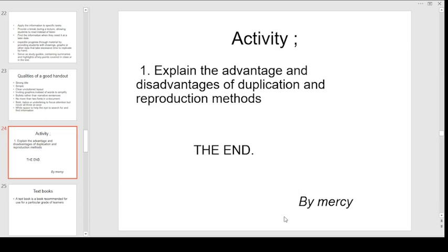Our activity: explain the advantages and disadvantages of duplication and production methods.